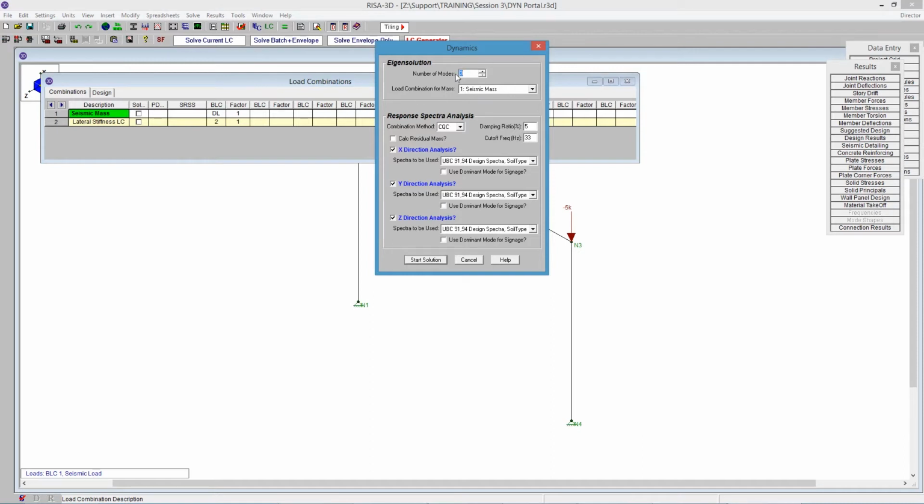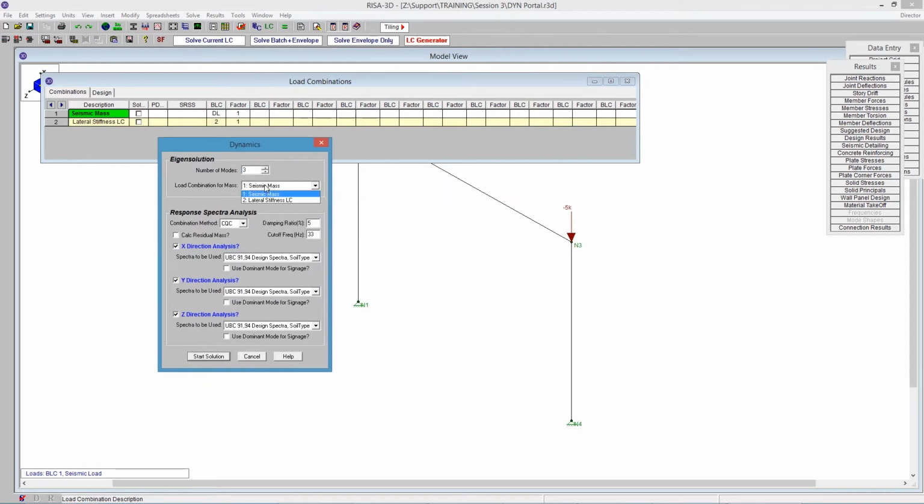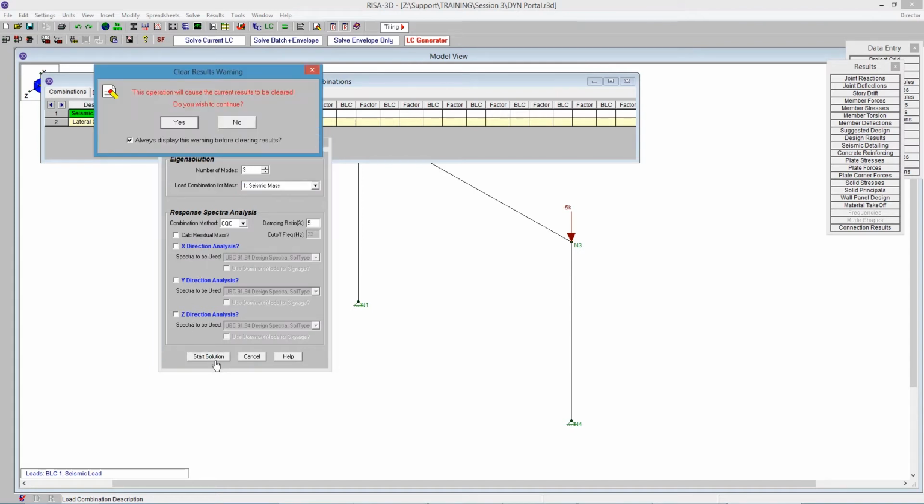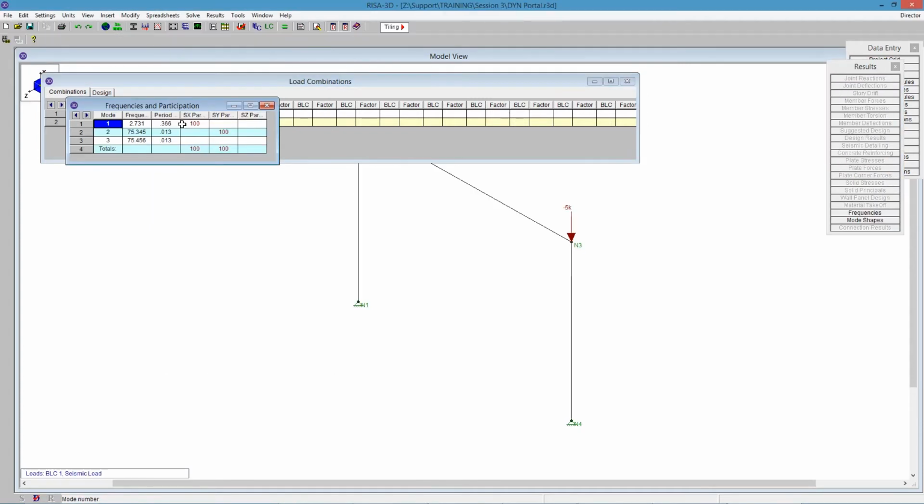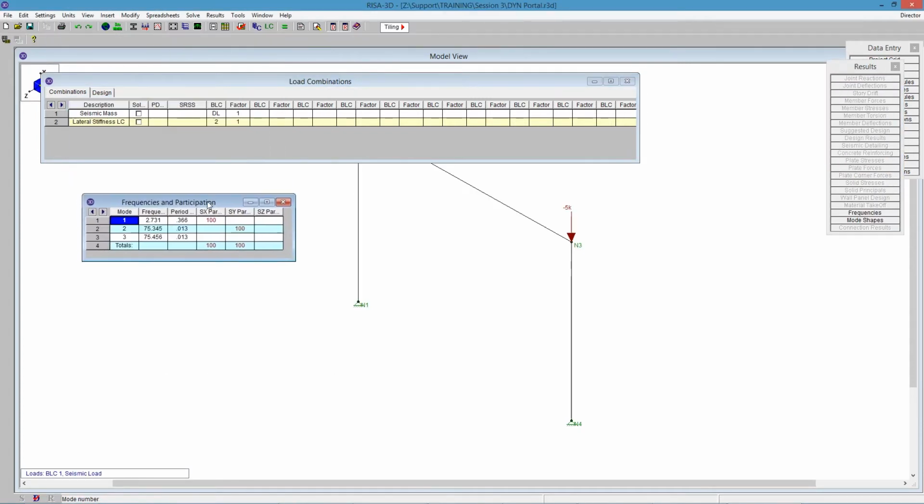We can choose now, the biggest piece I mentioned here is to do that seismic mass. So you select that one load combination you defined here for the seismic mass. I don't need to turn any of these on. I'm going to keep those off and just say start solution. When I say start the solution, it creates 3 mode shapes, and in those 3 mode shapes we're determining the different frequencies and periods for the structure.